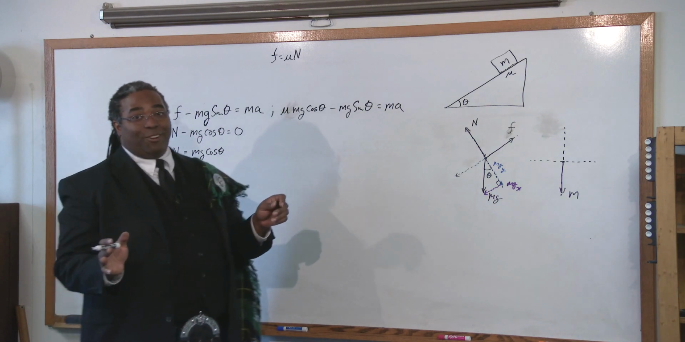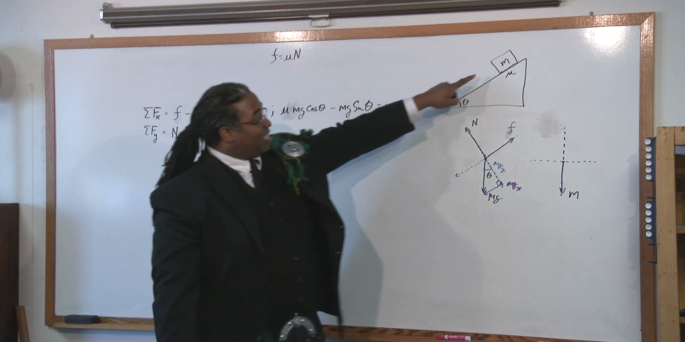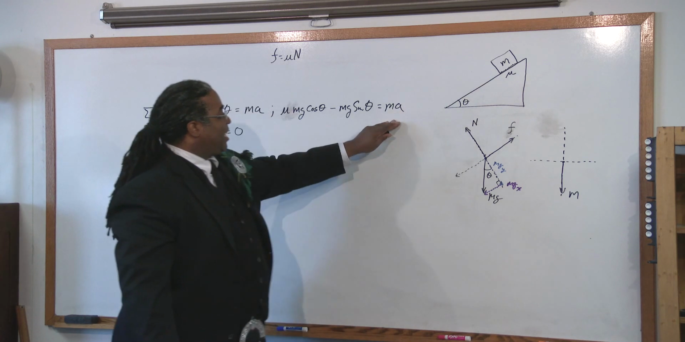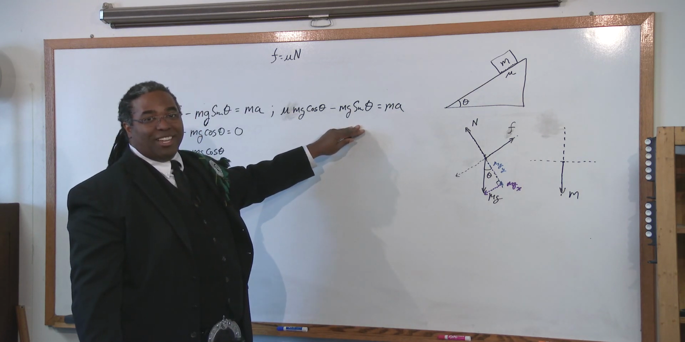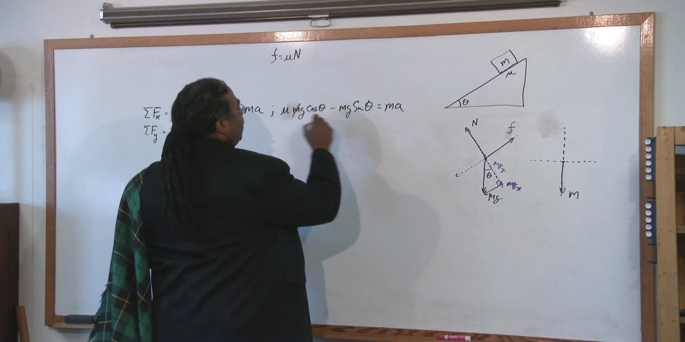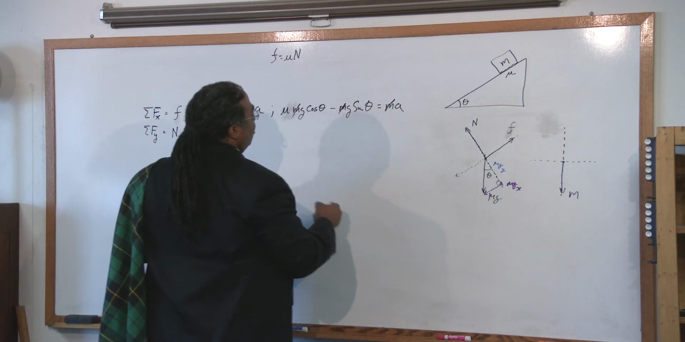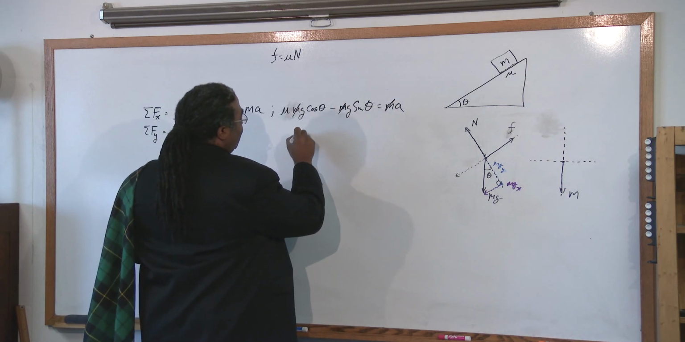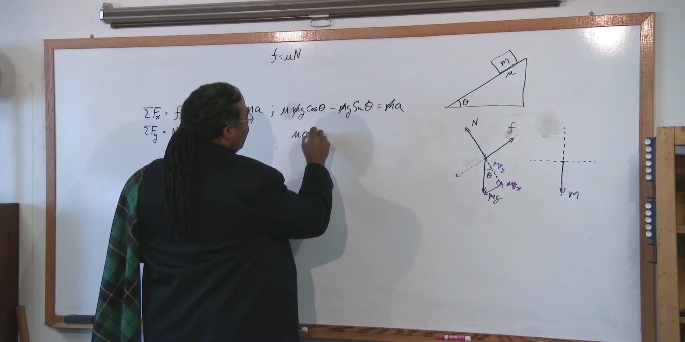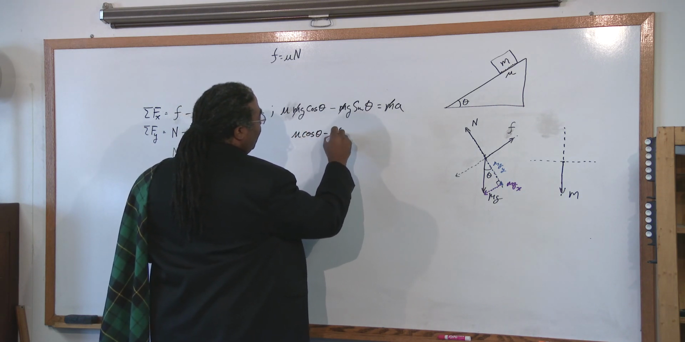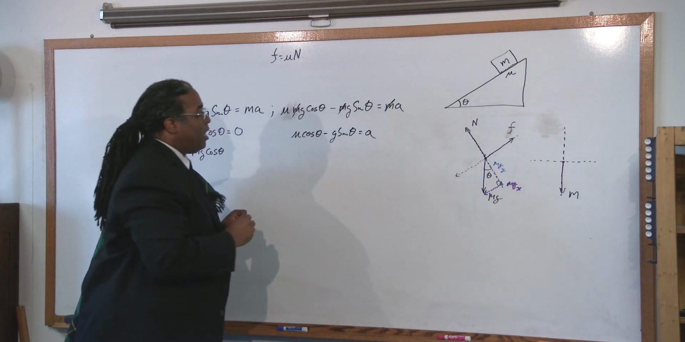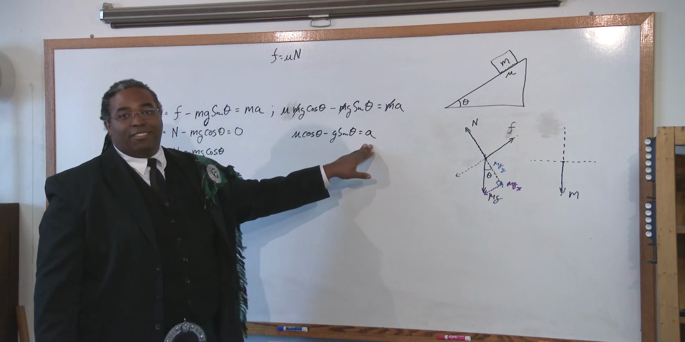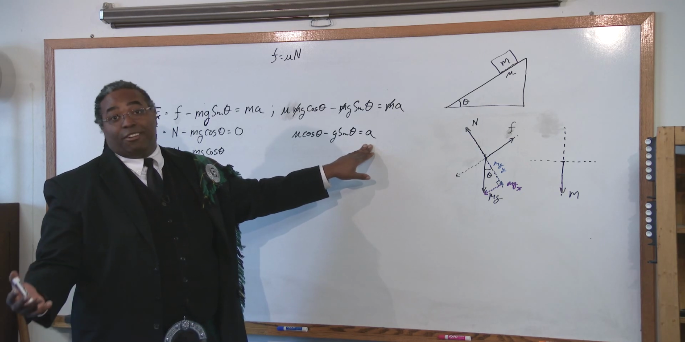Well, hey, guess what? That mass, the same mass that's accelerating down the incline, is the same mass that comes from the other part of the equation. So that means we can actually cancel out our masses, and there's our answer. Mu g cosine theta minus g sine theta equals a. Now that you have the acceleration of the system, you have your answer.